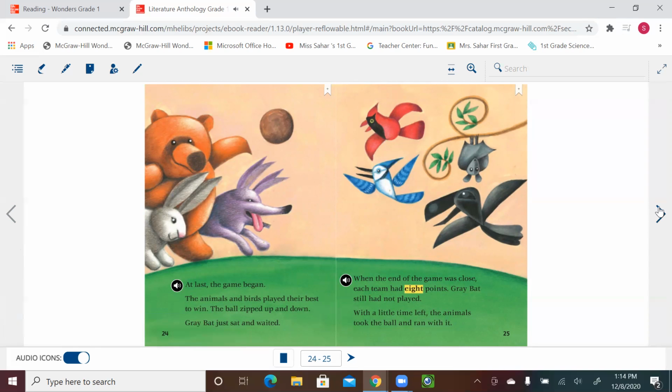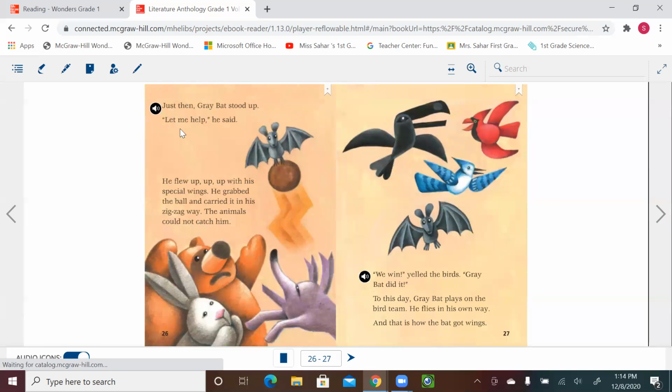So let's see if the gray bat can do something.